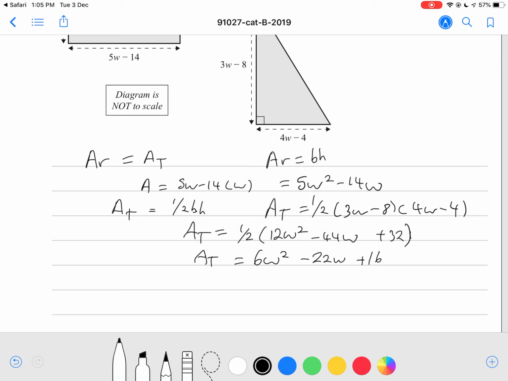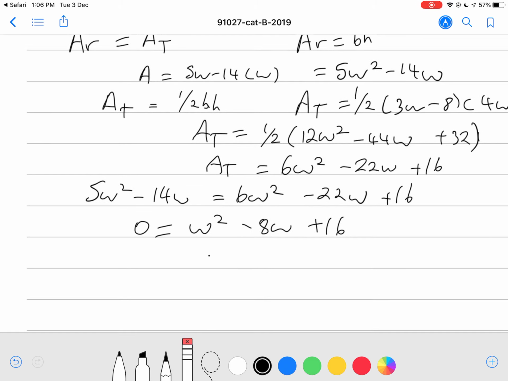And we know that the area of the triangle is equal to the area of the rectangle, so we'll make them equal to each other. So 5W squared minus 14W is equal to 6W squared minus 22W plus 16. So we can say 0 equals 6W squared minus 5W squared, which is just W squared, minus 22W plus 14W, which is minus 8W, plus 16. Now we can factorize: 0 equals (W minus 4) times (W minus 4). So therefore W should equal 4.